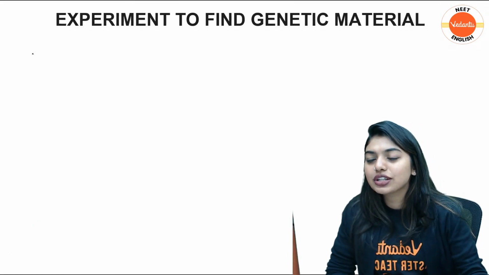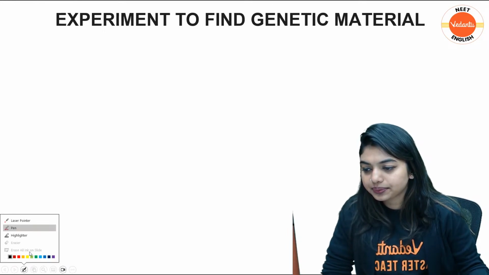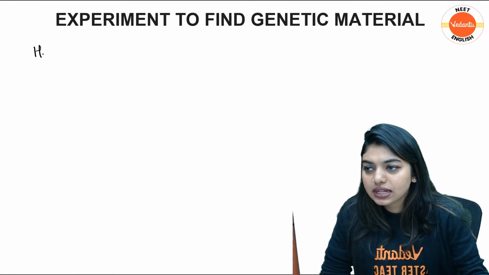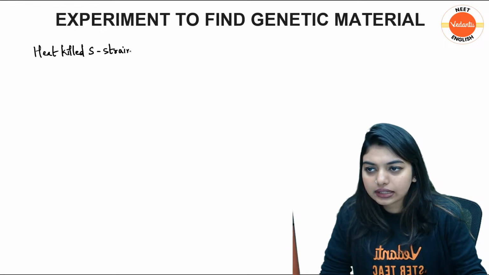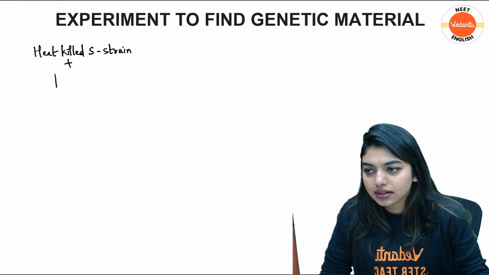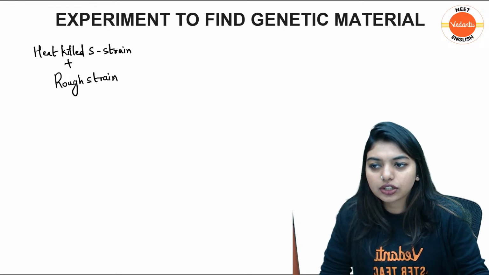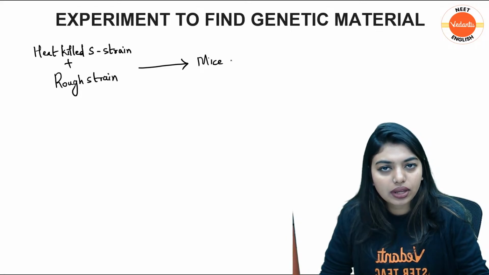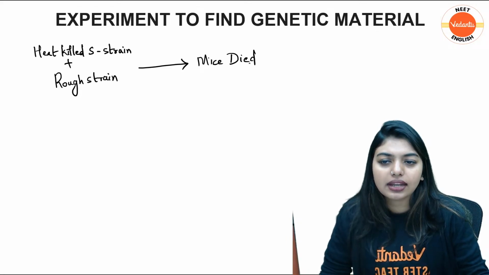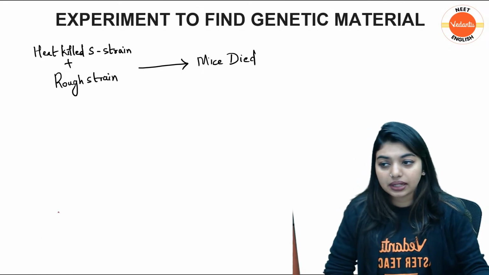You know, that situation. So when he used, let's write, heat killed S strain, plus rough strain, these two individually did not cause anything to the mice, so we expected that the mice would live. But the mice died. Now he was confused, and after some confusion, he's like, okay, I think I understand what happened.